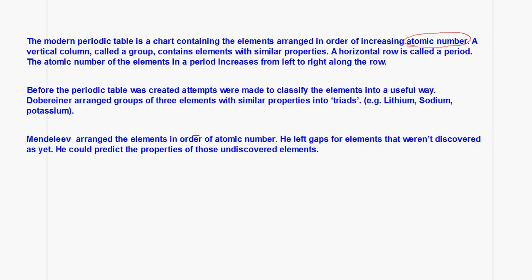Mendeleev arranged the elements in order of atomic number. And what he did, he left gaps for elements that weren't discovered as yet. He could predict the properties of those undiscovered elements.